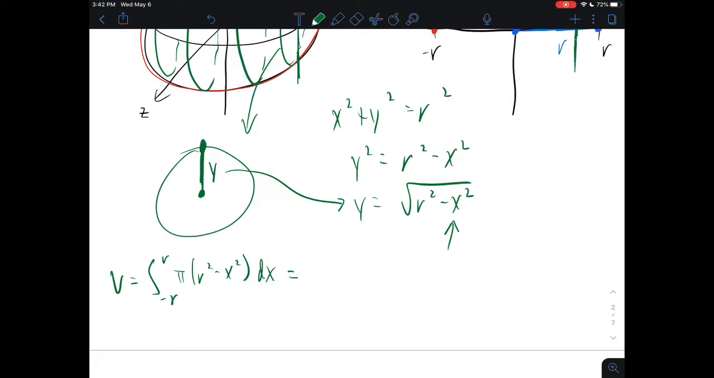Pi is just a constant, so it's just going to be the constant that's multiplied by the antiderivatives. The antiderivative of r squared, remember r is the radius, it's also a constant, so the antiderivative is that same constant r squared times the independent variable x. And then the antiderivative of x squared is x cubed over 3. And then I'm just going to be evaluating this at r and then negative r.